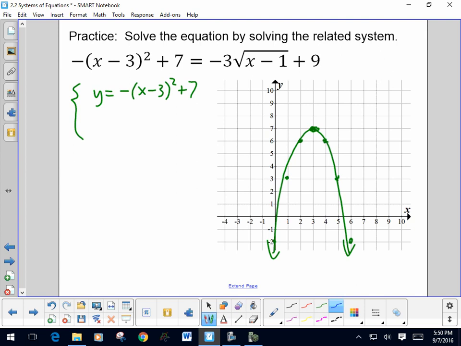Kind of missed a little bit. So that was the first part of this system. Again, we're treating it as a system. And the second part is this square root. It starts at the point (1, 9) up here, and it's stretched by a factor of -3. So down 3 over 1, down 3 over 3, down 3 over 5.